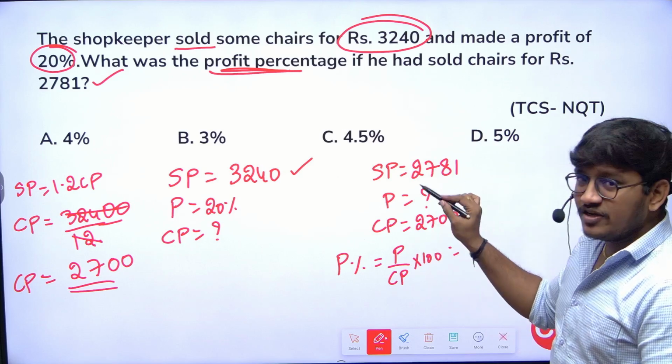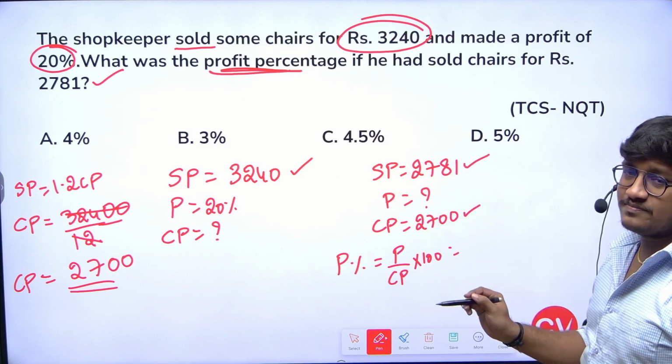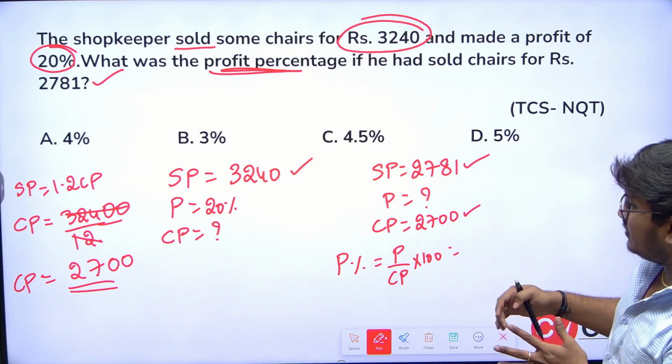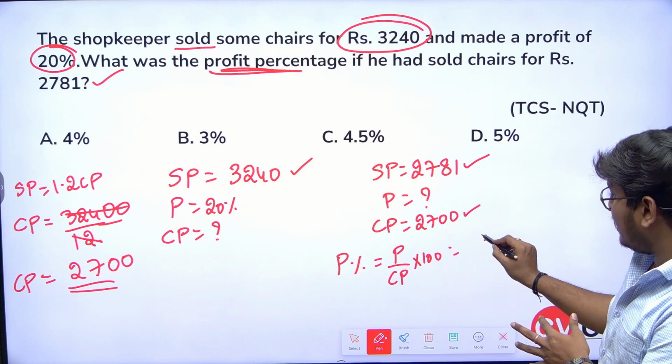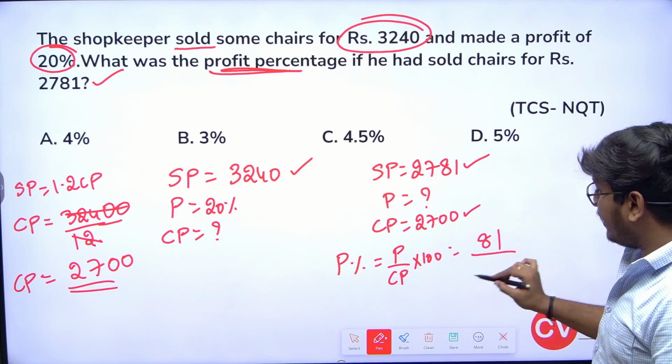So what is the profit here? He bought it for 2700, he sold it for 2781. The difference is 81 rupees, correct? 81 rupees is the difference, divided by the cost price.